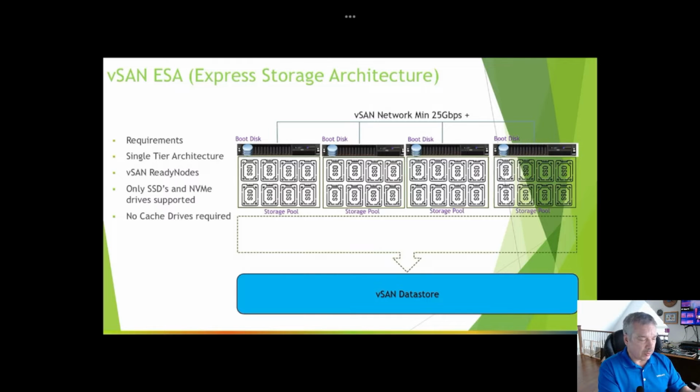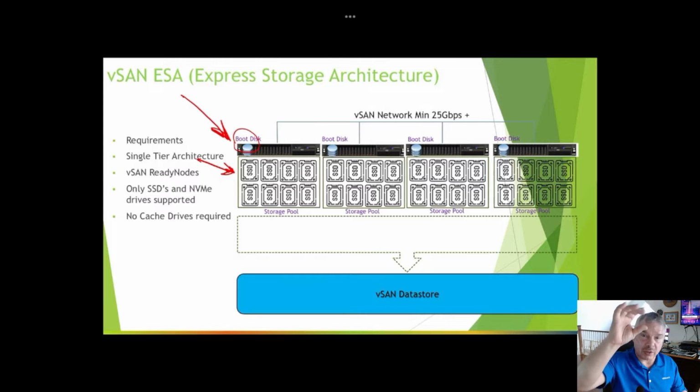But anyways, the Express Storage Architecture in vSAN. First I've got my boot disk, great. The first thing I want to point out here is we don't have a cache tier. We don't have disk groups. A disk group would normally have a cache device for the cache tier, then capacity devices for the capacity tier. And that capacity could be solid state or spindle disk, hard drives, right?